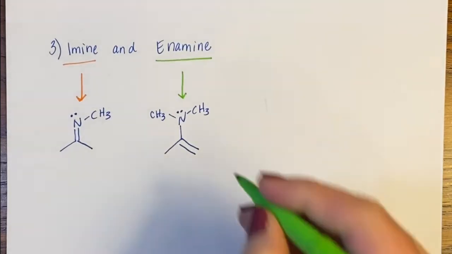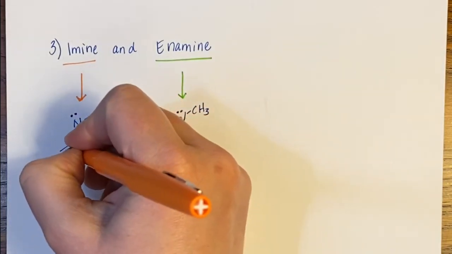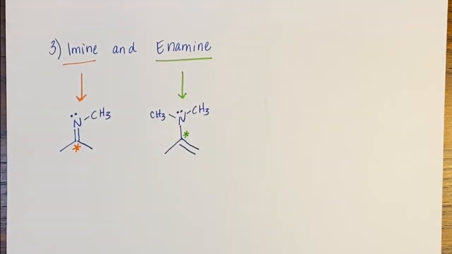In the enamine, it's this carbon right there where I have my carbon-nitrogen single bond and my alkene. That's the carbon of my original carbonyl where all of the chemistry will take place. In my imine, it's this carbon where I have the carbon-nitrogen double bond. That is the carbon of my original carbonyl. That is the carbon where all of the chemistry takes place.